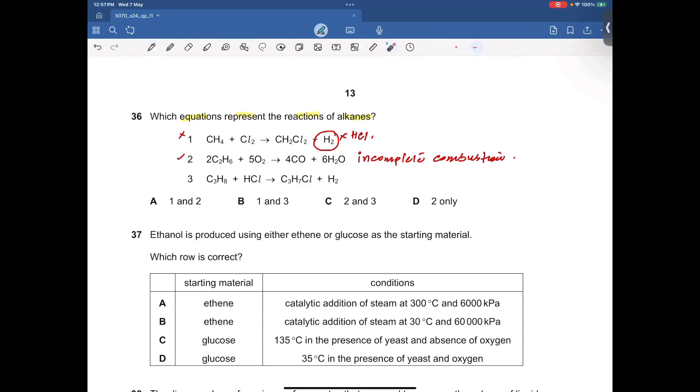सही है। 2 times 2, 4 कार्बन, 2 times 6, 12 हाइड्रोजन, 4 plus 6, 10 ऑक्सीजन। ये प्रोपेन है, HCl से रिएक्शन नहीं करता कभी भी, हमेशा क्लोरीन मॉलिक्यूल से रिएक्शन करता है, और कभी भी हाइड्रोजन गैस नहीं देता, वो हमेशा HCl देता है। Third statement is also incorrect, तो right answer is going to be D only.